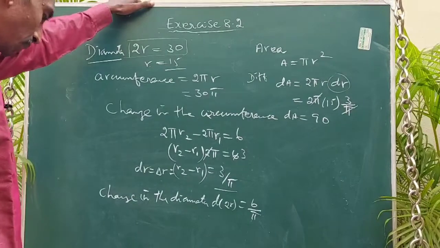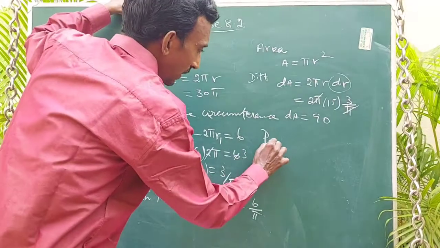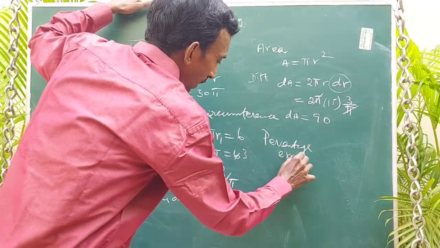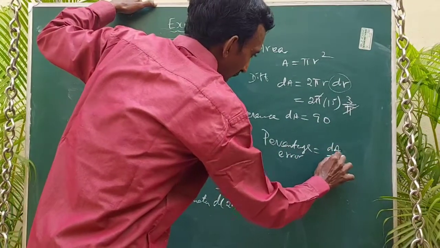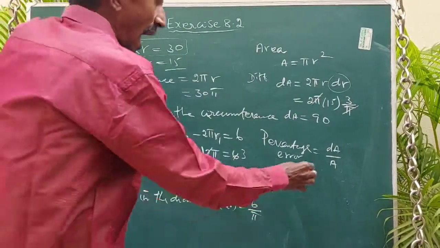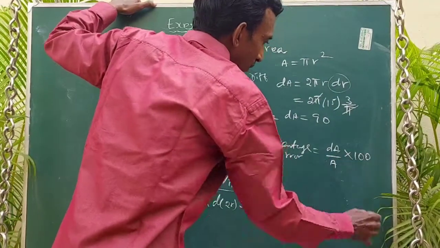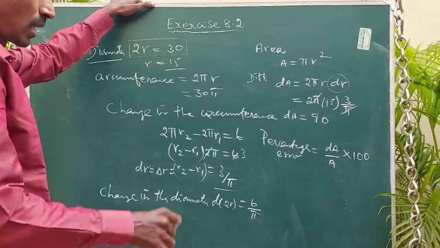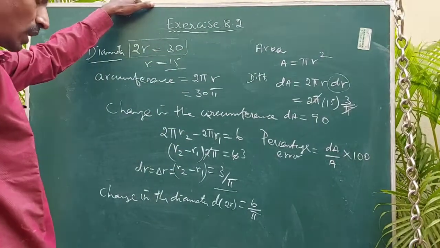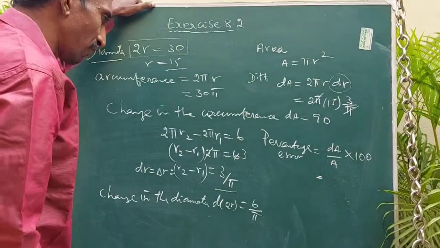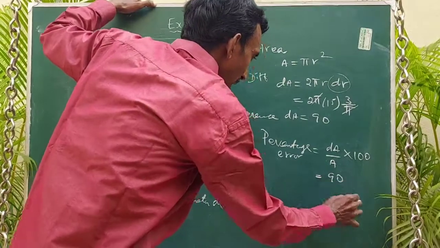So they are asking percentage error. So percentage error equal to dA by A. That means increase in the area by actual area into 100. So dA by A into 100. So dA already we found that 90.